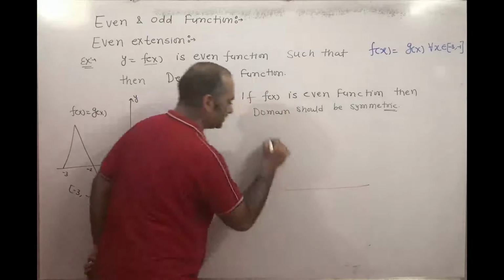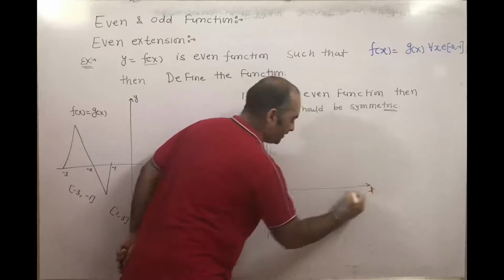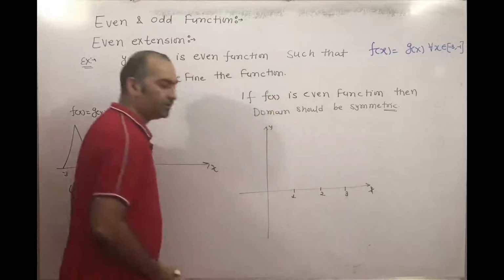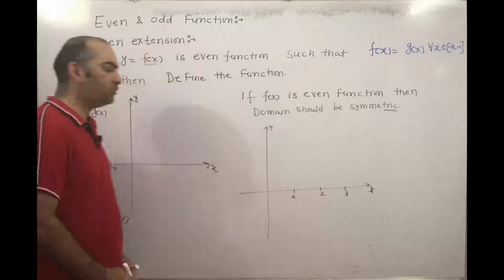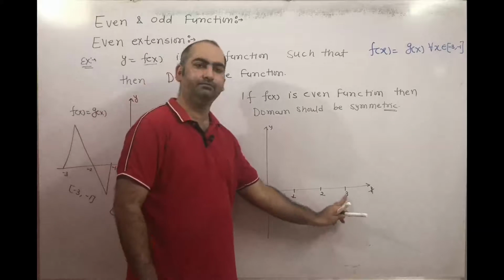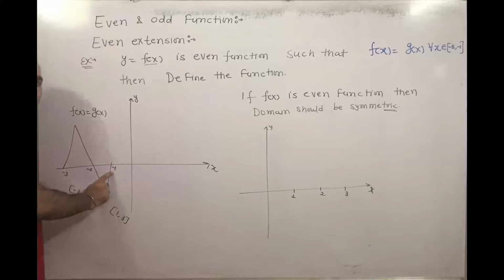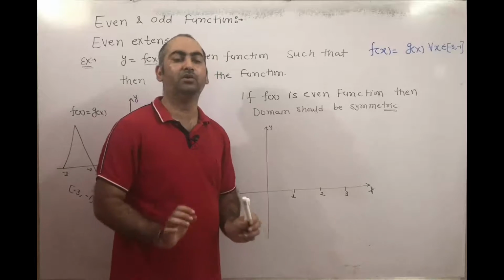So this is the y-axis, this is the x-axis. So 1, 2 and 3. Here the domain should be 1 to 3. So the full domain will be -3 to -1 and 1 to 3. Because for an even function, if you are getting a graph between -3 to -1, then we should get a graph between 1 to 3 also, and the graph should be symmetric about the y-axis.